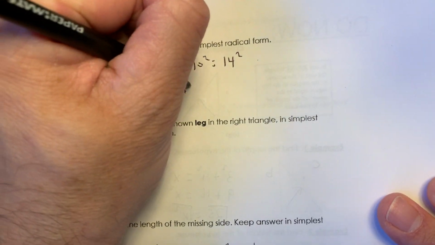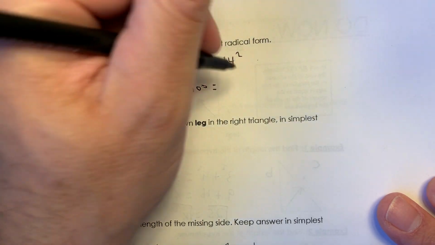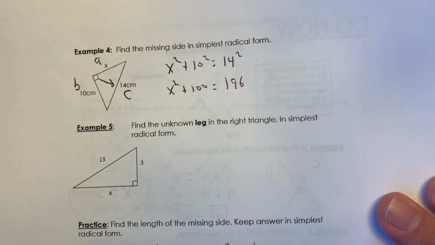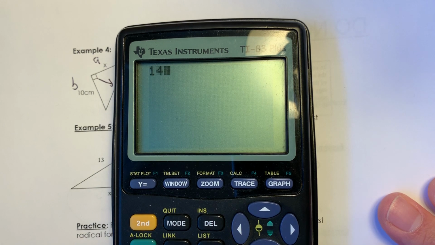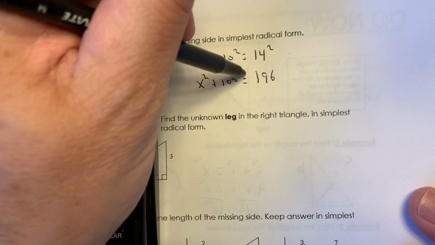Now listen, I don't know all these answers. I need a calculator. I know this is 100, right? I believe this is 196. I'm just going to test it out. What's 14 squared? It's 196. I got it right.